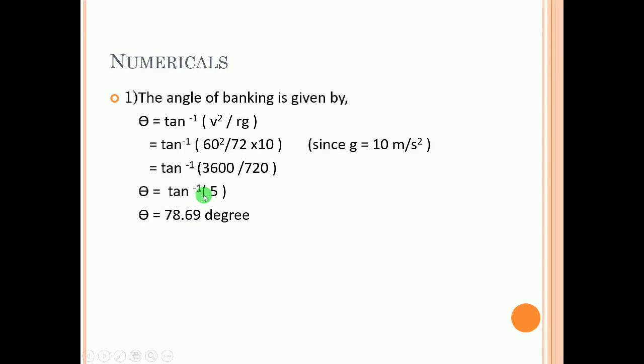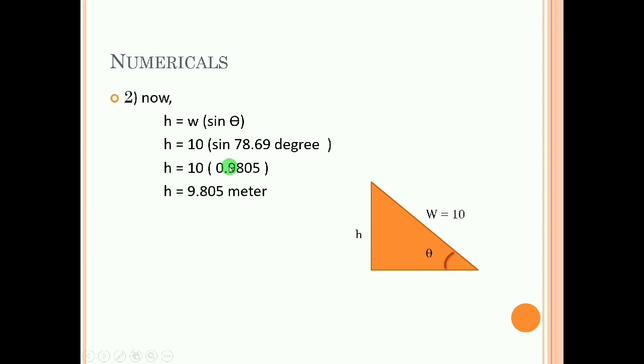So tan inverse of 5 you will see from your natural tangent table from your log booklet. You will be finding the value as 78.69 degree. In the natural tangent table you will see the value 5, fifth column, so here you will be seeing 78.69 degree.